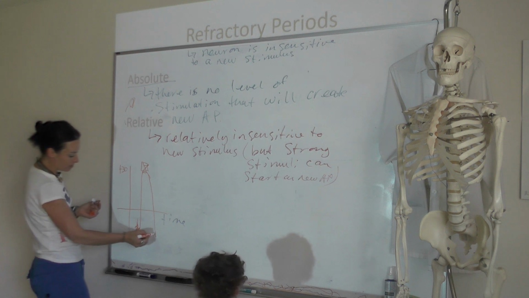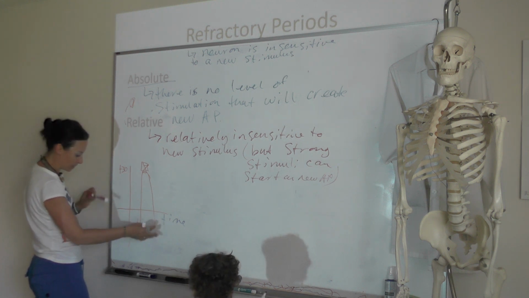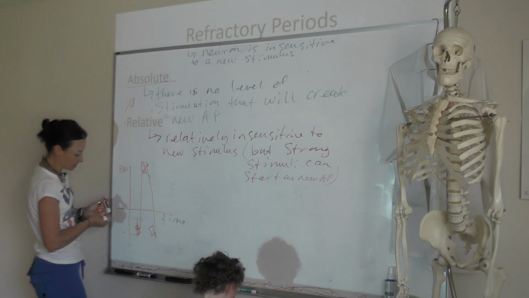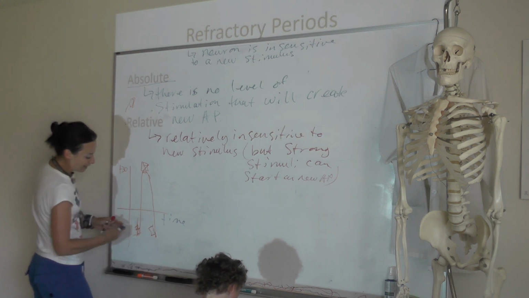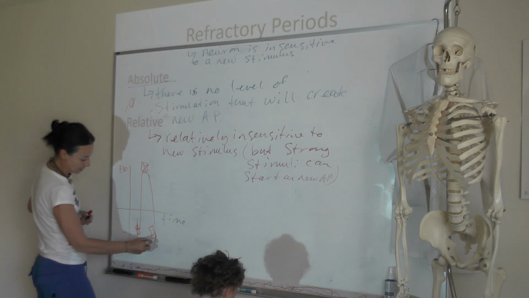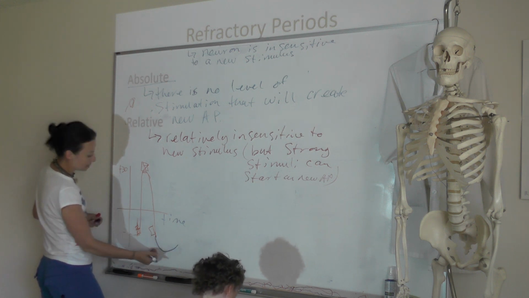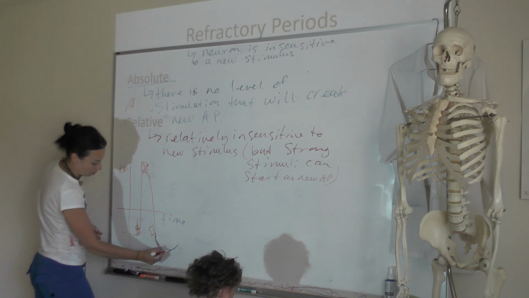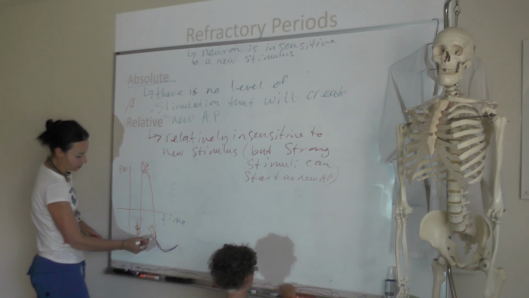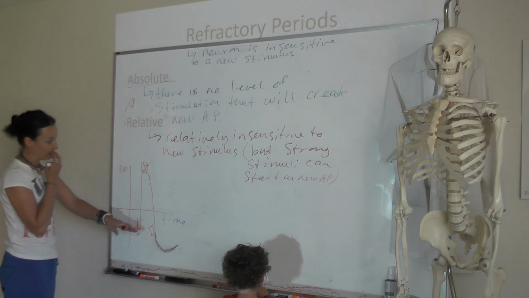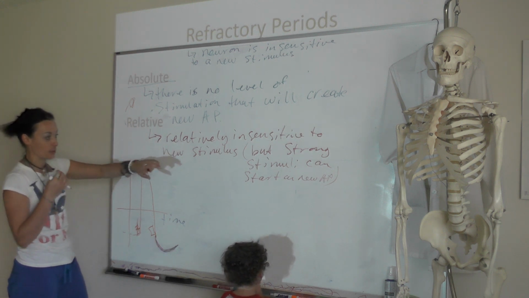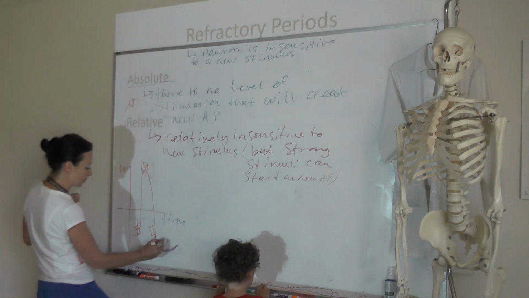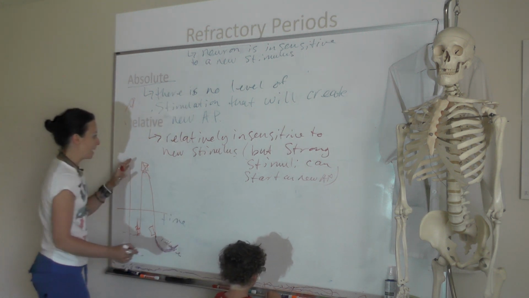But remember, when I get back down to around between threshold and rest, the voltage-gated sodium channels are going to return to just closed. So now, while I'm in this hyperpolarizing swing, if I really want to, I could generate a new action potential, because this is just closed. So yes, I'm becoming more negative. I'm still relatively insensitive, but a strong stimulus could cause a new action potential. And this is all my relative refractory period. Okay?